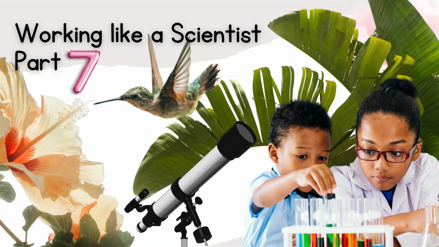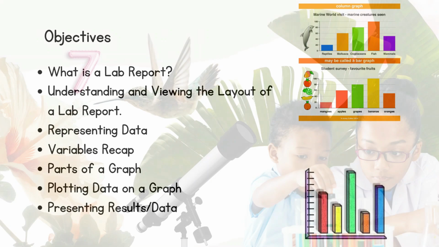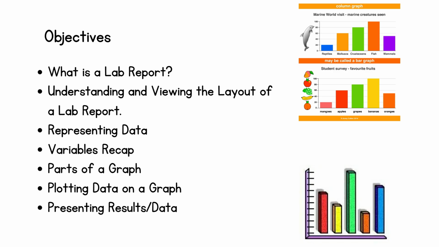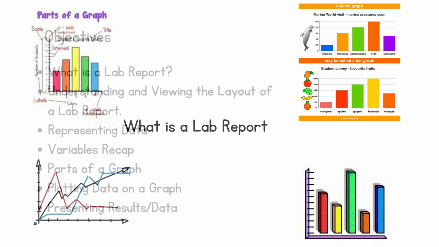Working Like a Scientist, Part 7. Here are the learning objectives. What is a lab report? Understanding and viewing the layout of a lab report, representing data, variables recap, parts of a graph, plotting data on a graph, and representing data and results.